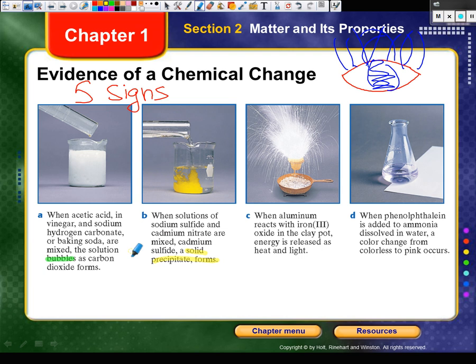The next one is heat and light. Heat and light. And finally, the last one is a color change. Excuse me, that's number 4. And the 5th one is oxidation.